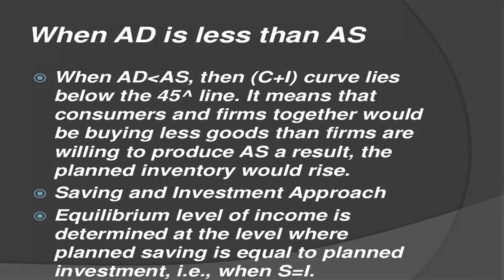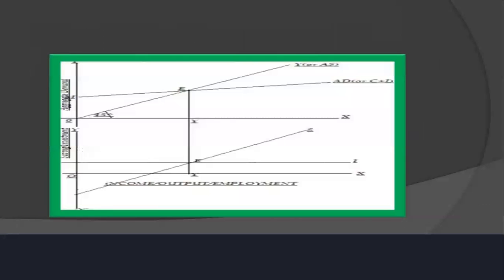Saving and investment approach. The equilibrium level of income is determined at the level where the planned saving is equal to the planned investment, that is, when S equals I. Next we will discuss saving and investment, how they differ from each other and how it works. It will be shown like this: if the line is below, then it is AS, and here it is AD, this way.